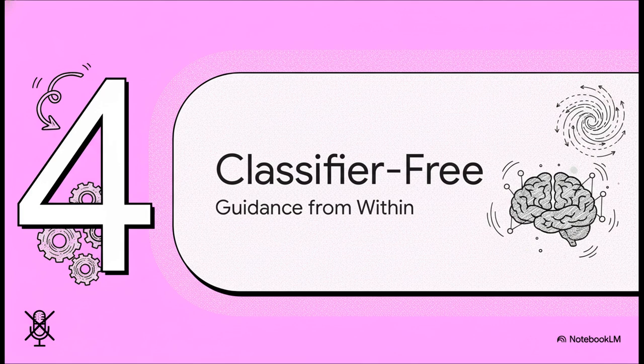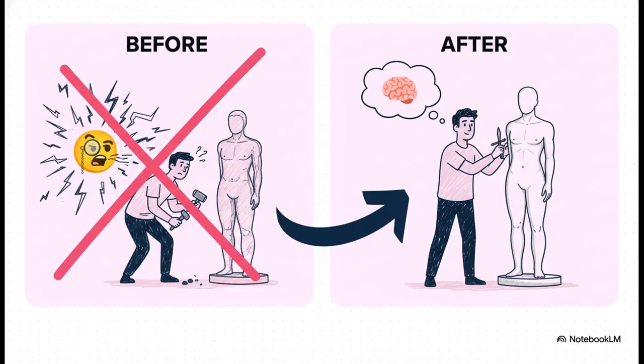Instead of hiring this noisy external critic, they asked, what if the guidance could come from inside the model itself? And that is the big leap forward. We're moving away from a separate, unreliable critic to a system where the generative model itself understands the instructions. This is called classifier-free guidance, and trust me, it's the technique that powers basically every modern text-to-image model you've ever used.